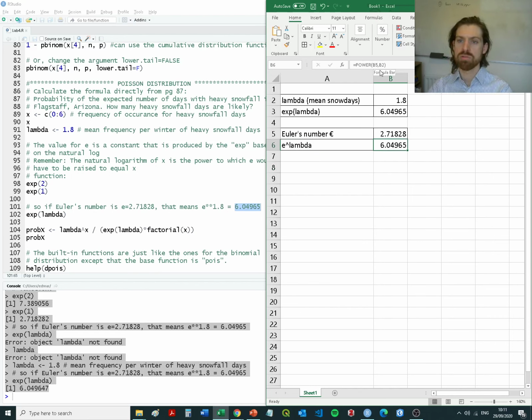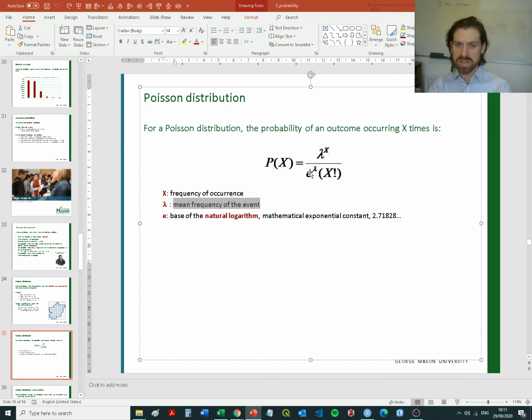And we basically need to raise e to the power of lambda in order to get the number that we're interested in. So you can see here that I've been able to get the 6.04965 value that's being spat out of R by essentially raising Euler's number, 2.71, to the power of the lambda value, which is 1.8. So that's this part of the calculation just here, e to the power of lambda.